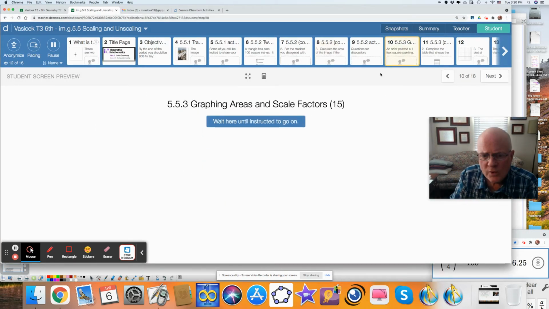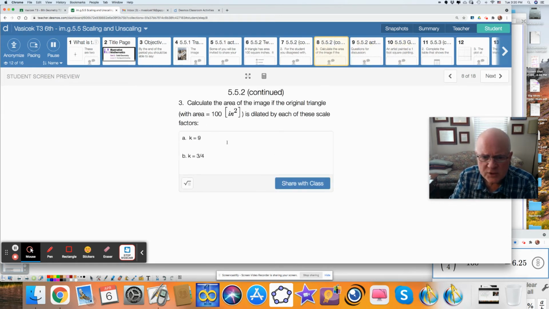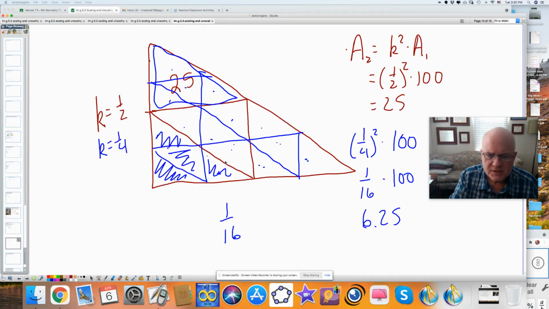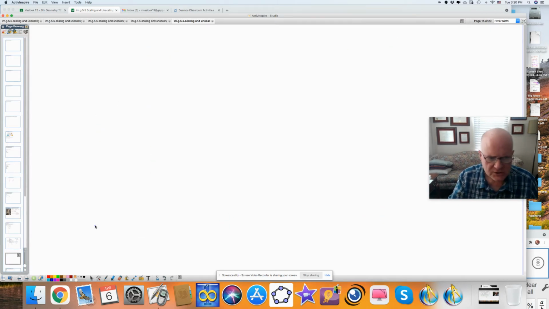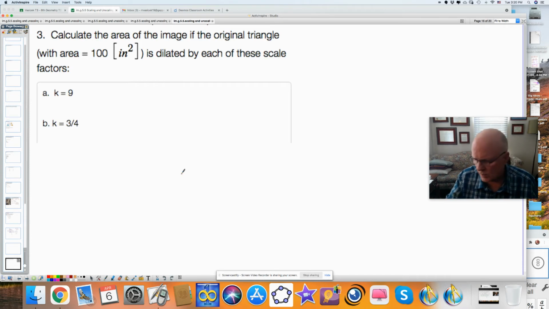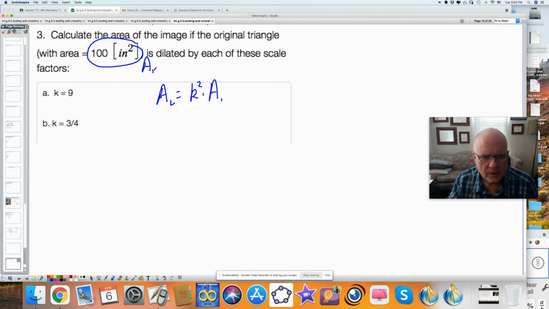And what if we did these other questions for discussion, activity synthesis. I'm supposed to calculate when my scale factor is 9 and my scale factor is 3/4. So let's do that. When my scale factor is 9, my area 2 is equal to my scale factor squared times my area 1. Area 1 is equal to 100. So I have 100 times 9 squared.